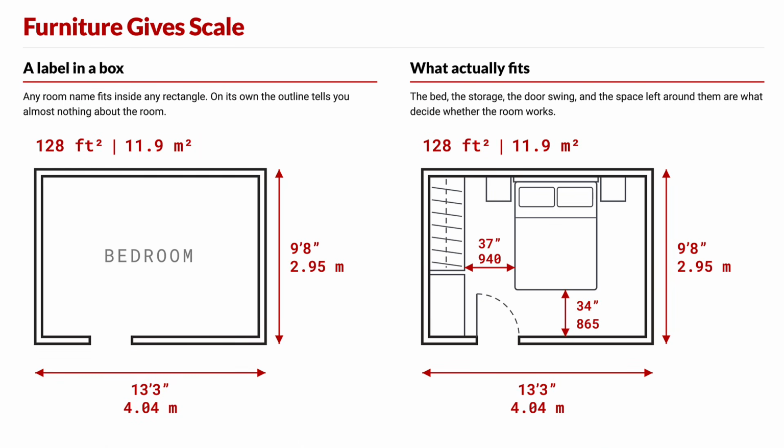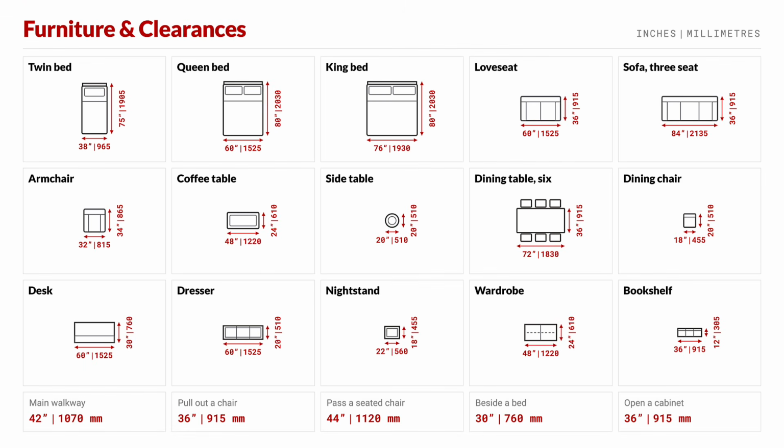Furniture gives each room a human scale. A bedroom label may fit inside a rectangle, but the bed, storage, door swing, and path around them reveal whether the room balances function, form, and emotion. Use the reference sheet included with this episode to compare common furniture sizes and planning clearances in imperial and metric.